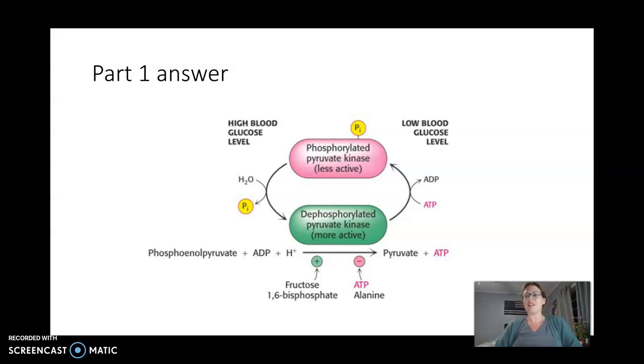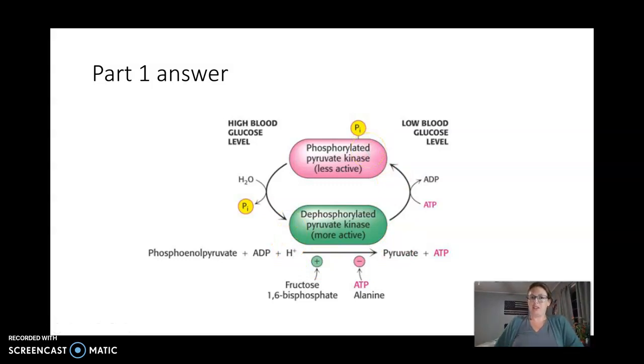So in the fed state, when the glucose levels are high, pyruvate kinase is dephosphorylated and considered active. In the fasted state, glucagon levels are elevated, which causes a cascade of events leading to the phosphorylation and inactivation of the pyruvate kinase, as seen on the right side.